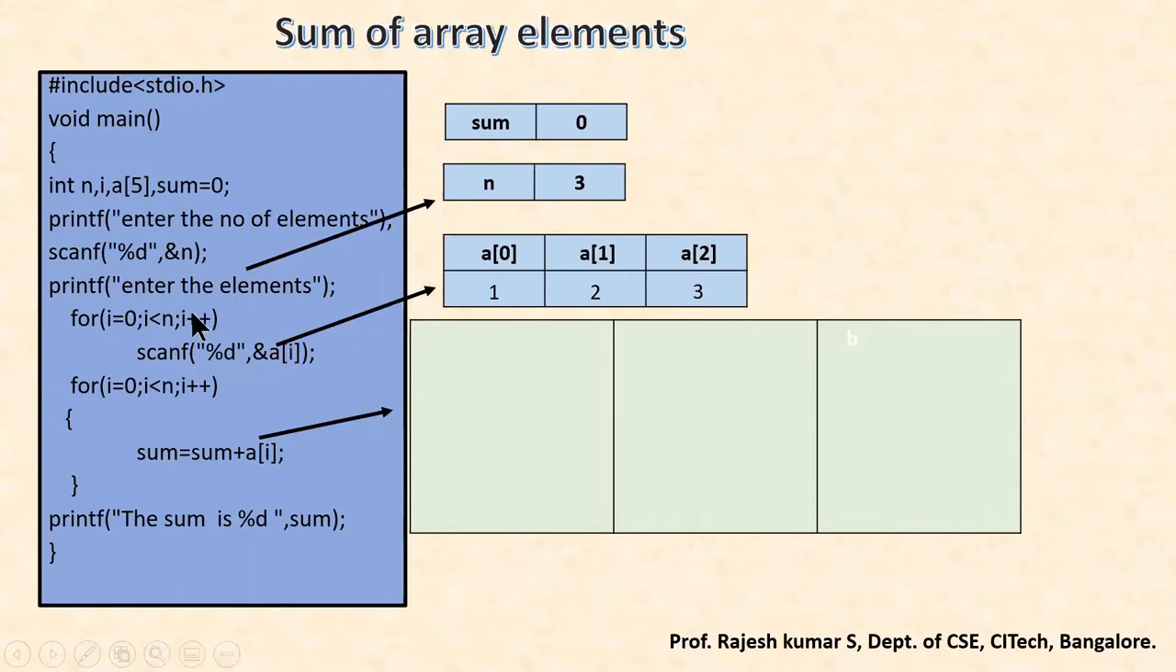Then i gets incremented. i will become 3. It will check for the condition 3 less than 3. Is 3 less than 3? No, the condition is false. It will come out of the for loop. Come out of the for loop in the sense it will come to this particular line.